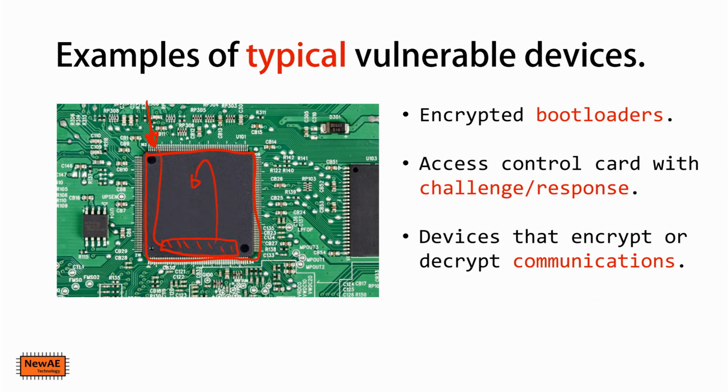Another example is something like an access control card, which often has challenge response. To validate that the card is the correct card, you can send it a request to please encrypt this, and I'll also encrypt the same data, and we'll compare and make sure that we have the same shared secret. So that type of card may be vulnerable to side channel power analysis.